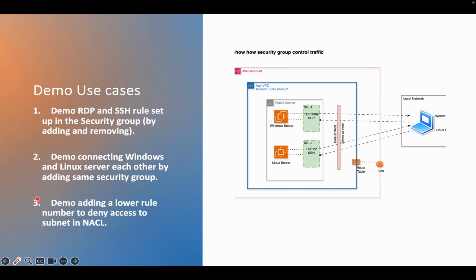Let's try the third use case, demo adding the lower rule number to deny the access to the subnet in the NACL. So far we are using the default NACL which allows all the traffic. We are going to add a rule to deny and let's see how it works.